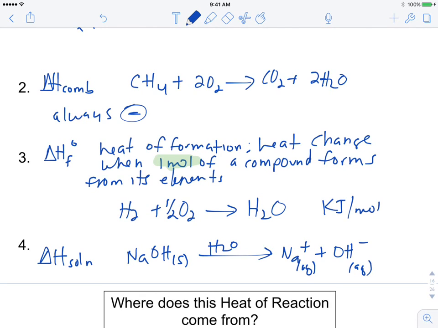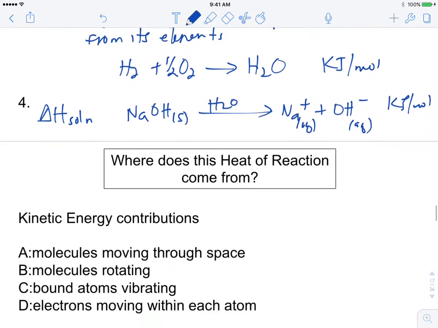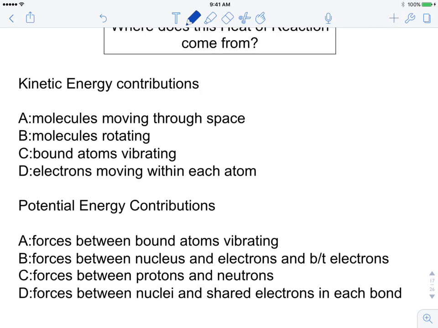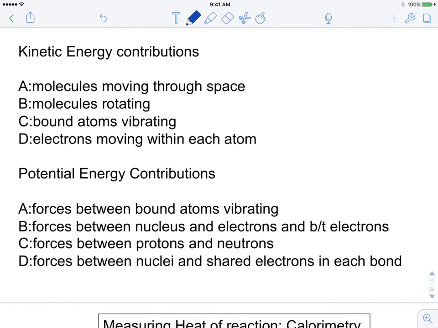This usually has the dimensions of kilojoules per mole. So where do all these different heats of reactions come from? Well, there are different things to consider, and they don't really test very much on this, but I just put this in and you can look it over. The kinetic energy contributions are how the molecules are moving: they're rotating, they're vibrating, the electrons are moving. These happen to actually be a very small part of it.